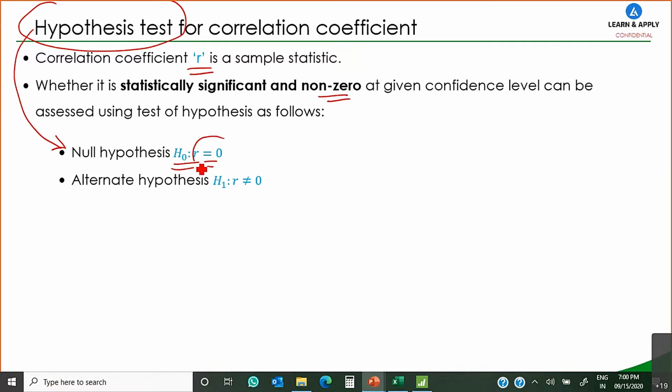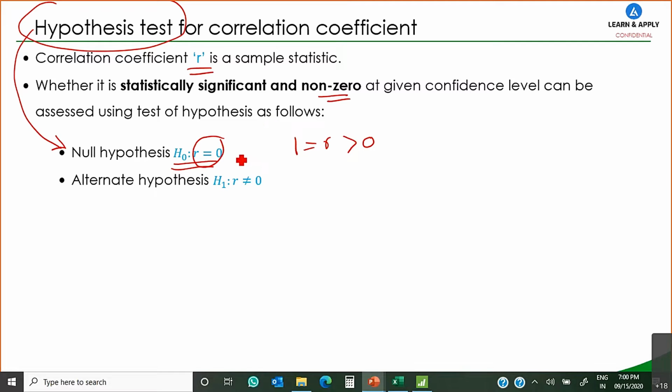What is indicating R is equal to 0? As the R value is increasing, coming to R greater than 0 and approaching 1, we can say that there is a strong relationship between the variables. If the R value goes on reducing, then we can say there is no relationship.